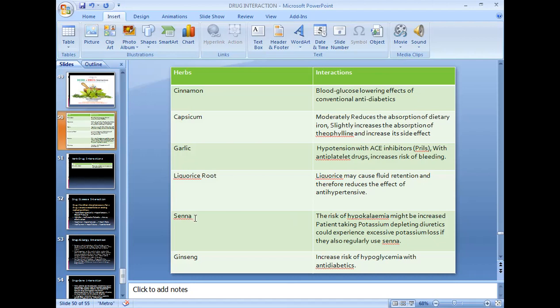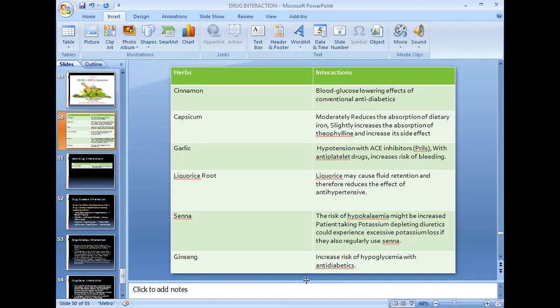Senna, which is a natural laxative, produces a risk of hypokalemia with potassium-depleting diuretics, as it may cause excessive loss of potassium. There will be severe loss of potassium when senna is taken for a long time with potassium-depleting diuretics.